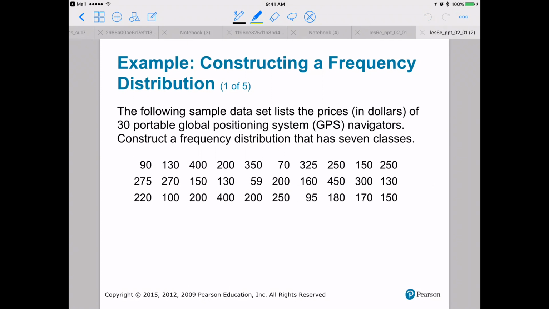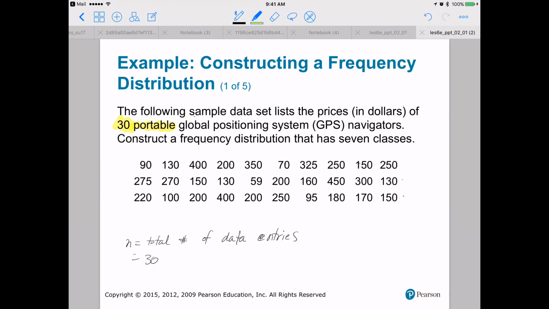So we've got a data set here. First thing, let's look, what is N? So N is equal to the total number of data entries. That's equal to, so we have 1, 2, 3, 4, 5, 6, 7, 8, 9, 10, 10, 20, 30. So we have a total of 30 different numbers here. Oh, look, we didn't even need to do that because it says here the following sample lists the prices in dollars of 30 portable GPS navigators, right?